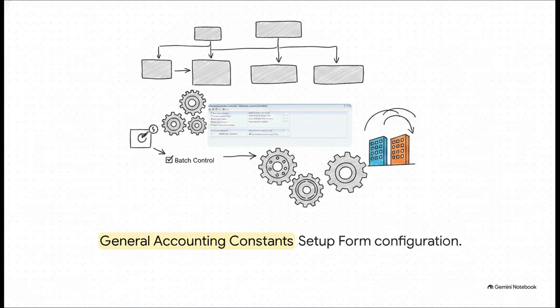When you're configuring those foundational rules in the general accounting constants, you're setting up the master logic for your system. For instance, requiring batch control, which just means the system will verify your expected totals against your actual entries to keep you honest. This is also where you dictate exactly how intercompany settlements are handled. Basically, it provides the fundamental framework for how the whole shebang behaves.